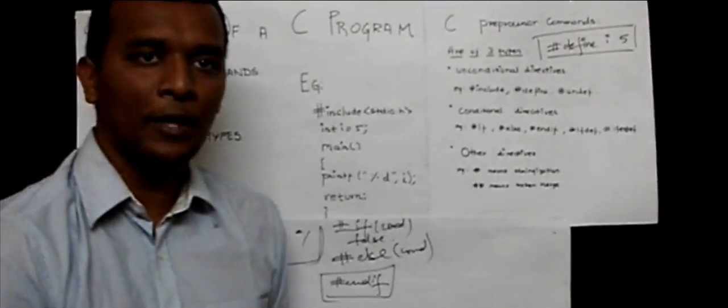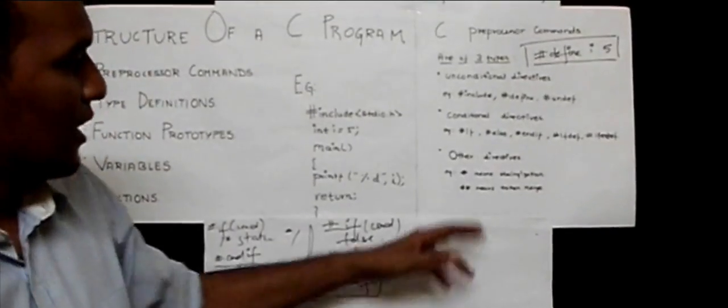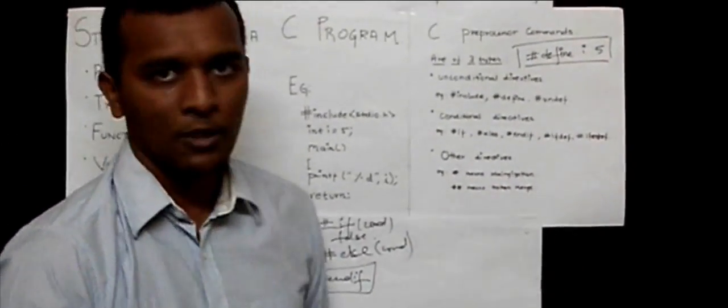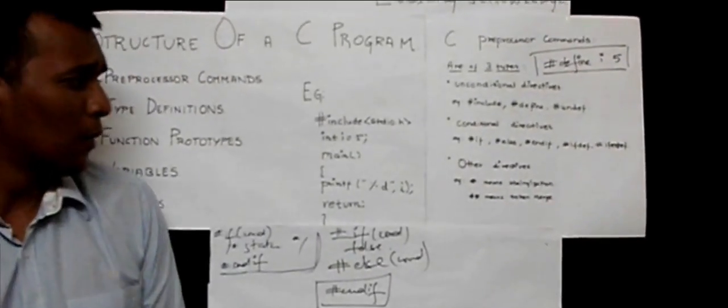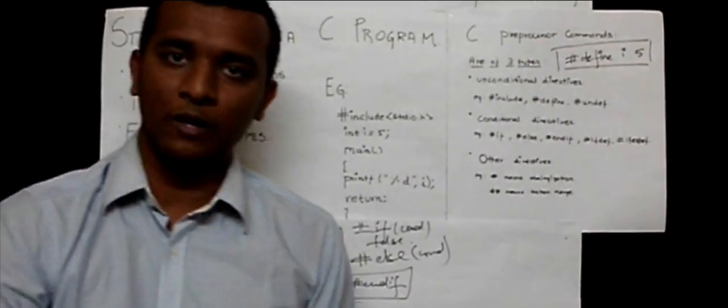Now this one might be a bit tricky. We have something called single hash and double hash. As we all know, hash is used for the preprocessors. Now what exactly can you think about it? As it says, single hash is stringization and double hash is token merge. Now single hash means it converts a macro into a string.